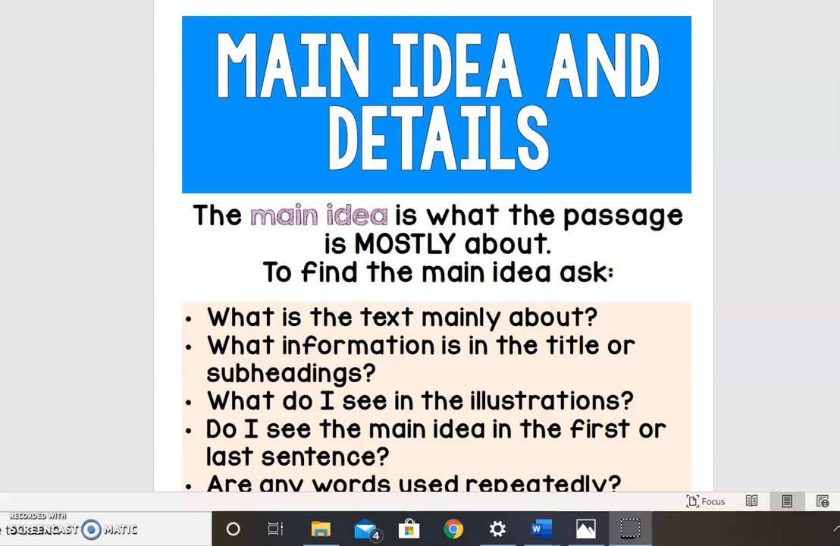Stara. I'm here to review with you a very important reading skill, main idea and supporting details. We also refer to it as the central idea at times. First, we're going to review this anchor chart that will help remind you of some good questions to ask when you're trying to identify the central idea of a text.